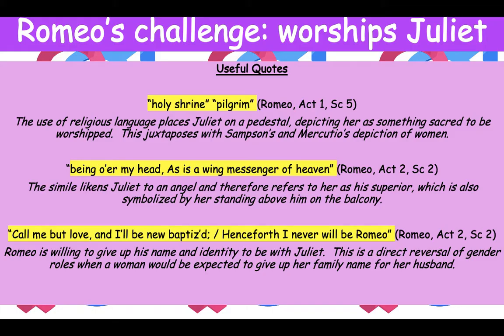"Call me but love, and I'll be new baptized. Henceforth I never will be Romeo." So in that same balcony scene, he's basically saying he's willing to give up his name and his identity to be with Juliet. This is a direct reversal of gender roles, when this is a time, and still is in many countries, many traditions, when a woman would be expected to give up her family name for her husband, but in this he's willing to do that for her. So again, we're seeing this challenge to the expectations of Romeo as being a man.